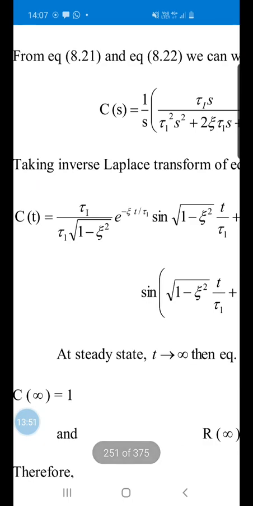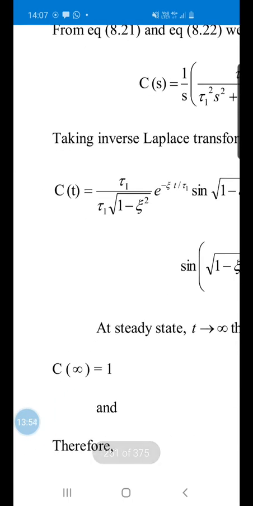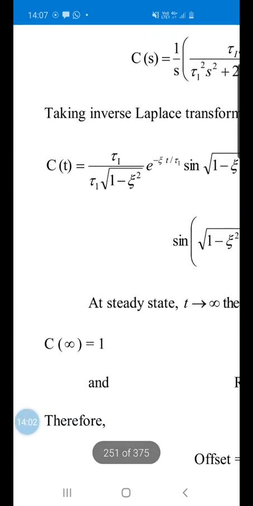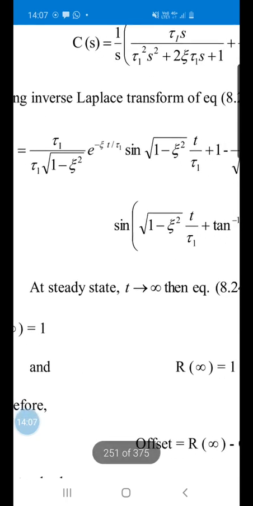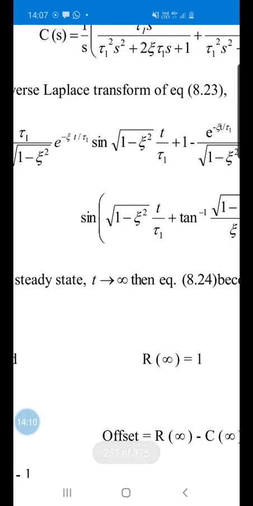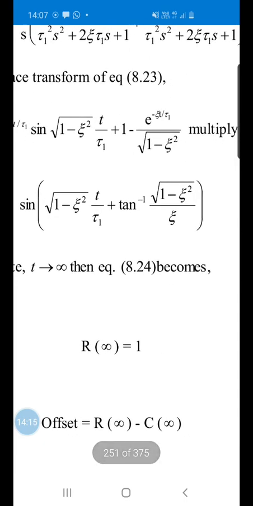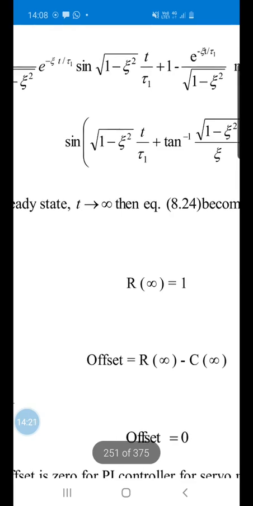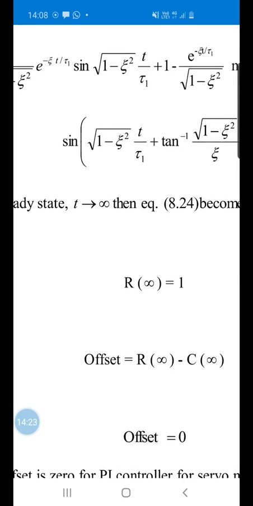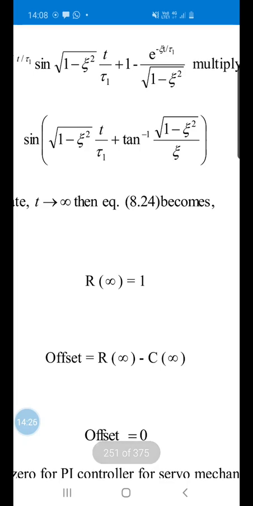It becomes somewhat longer, but you have to remember these equations because we have studied them during the second order system. By taking the inverse Laplace of this, C of t is equal to tau 1 upon tau 1 into square root of 1 minus zeta square, e raised to minus zeta t by tau 1, sine of square root of 1 minus zeta square into t by tau 1, plus 1 minus e raised to minus zeta t by tau 1 upon square root of 1 minus zeta square, multiplied by sine of square root of 1 minus zeta square t by tau 1 plus tan inverse of square root of 1 minus zeta square upon zeta.